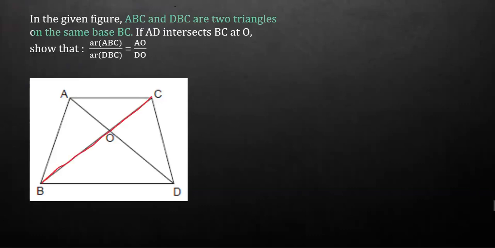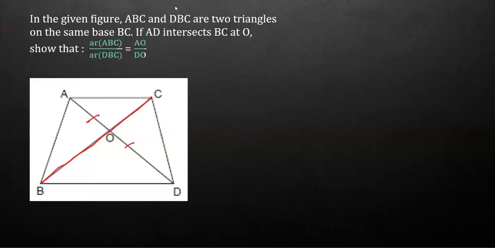What else we have been given is that these diagonals AC and BD intersect at point O. And finally, we have to prove that the ratio of the area of triangle ABC over triangle DBC is equal to AO upon DO. That means the ratio of the area of this triangle ABC to the other triangle DBC is equal to AO over DO.